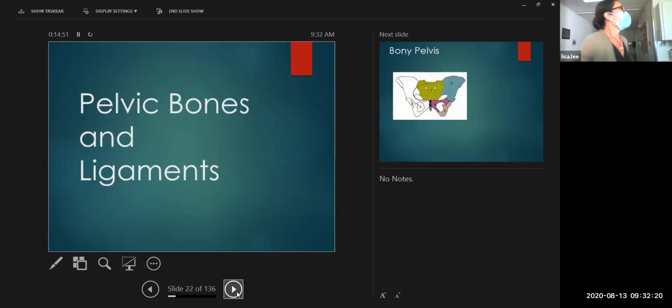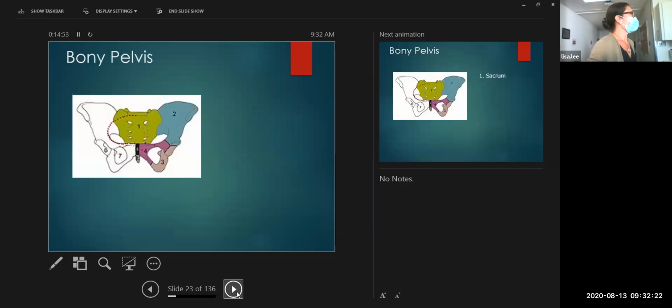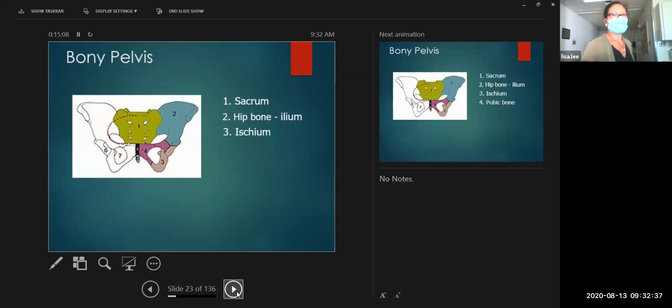All right. Okay, so let's talk a little bit about the pelvic bones and the ligaments. The bony pelvis has 4 bones. The green one is your sacrum, number 1. Then you've got your hip bone or your ilium. You've got your ischium, number 3, which is what you sit on. And then you've got your pubic bone. Okay, so 4 bones.